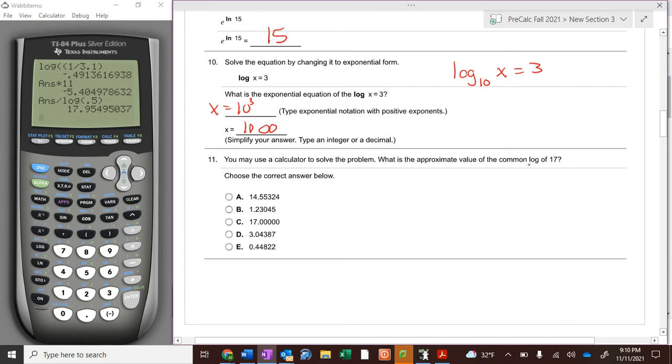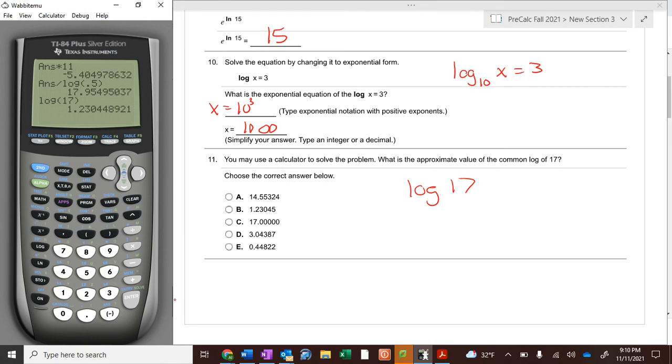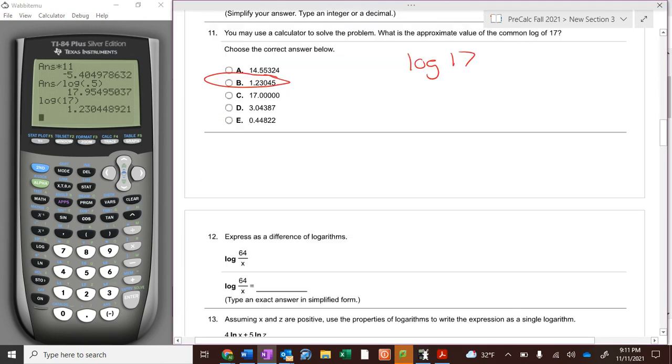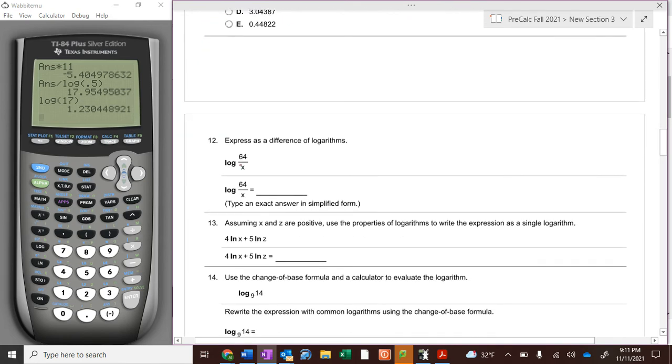What's the approximate value of the common log of 17? So you go log of 17 on your calculator. Log of 17, and it's 1.23045. Okay?